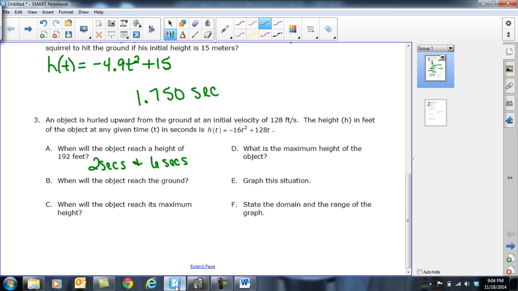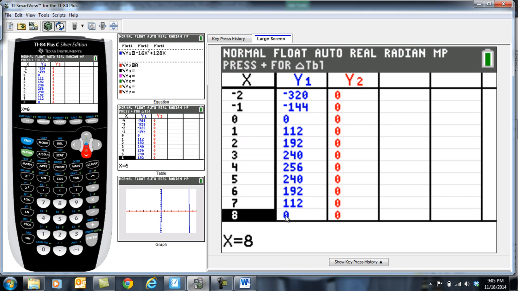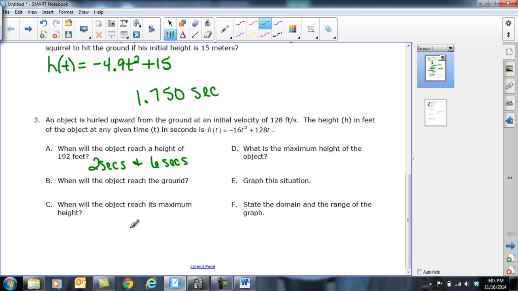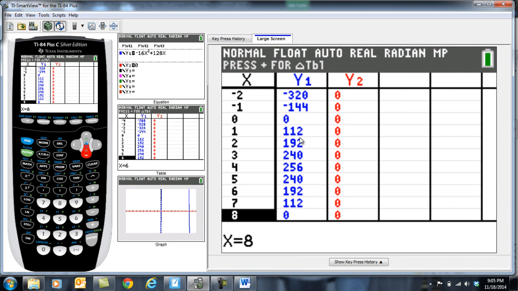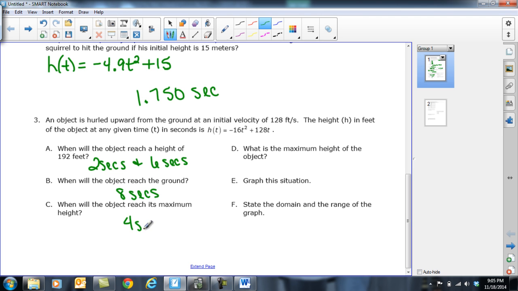Now, when does it reach the ground? We looked at that. It took 8 seconds for it to be on the ground. So it reached the ground after 8 seconds. When does it reach its maximum height? Well, where is the maximum height? Increasing, decreasing. Here's the maximum height at 256. It took 4 seconds. And the maximum height was 256 feet. I got that from the table.